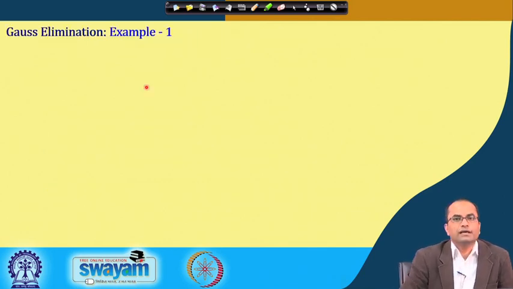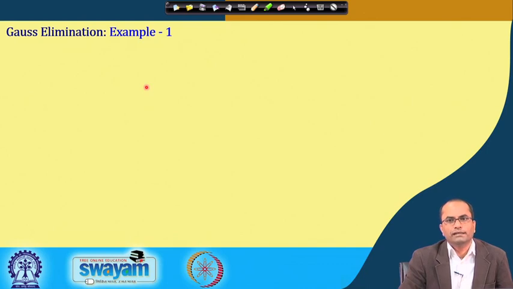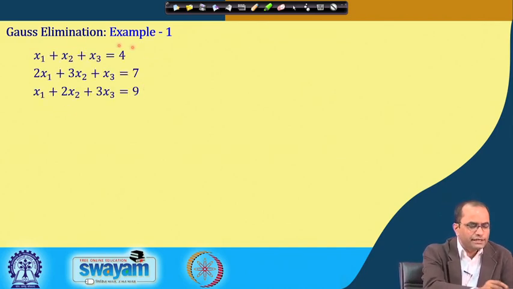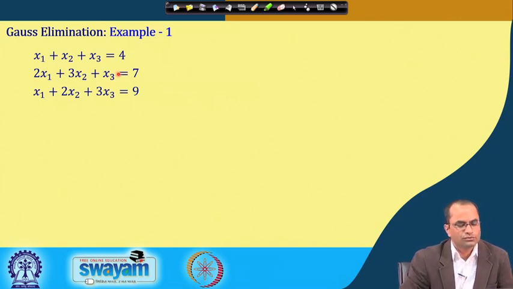Let us explain this with the help of a simple example, and then perhaps in the next lecture we will go for more general problems. So, here we take a very simple example. We have 3 equations: x 1 plus x 2 plus x 3 is equal to 4, and 2 x 1 plus 3 x 2 plus x 3 is equal to 7, and the third equation we have x 1 plus 2 x 2 plus 3 x 3 is equal to 9.